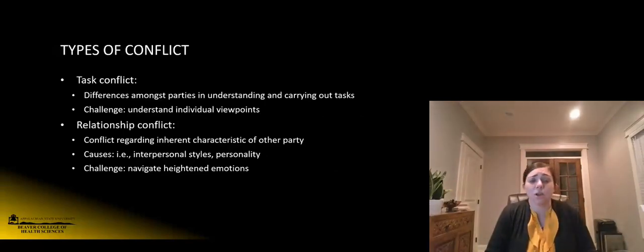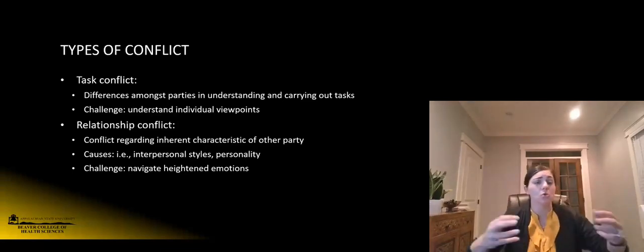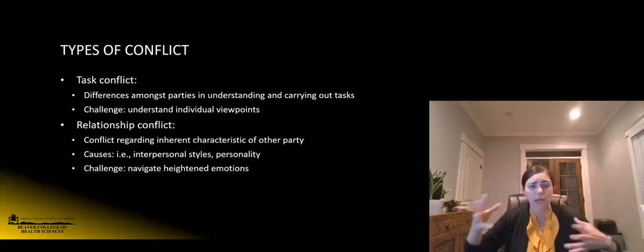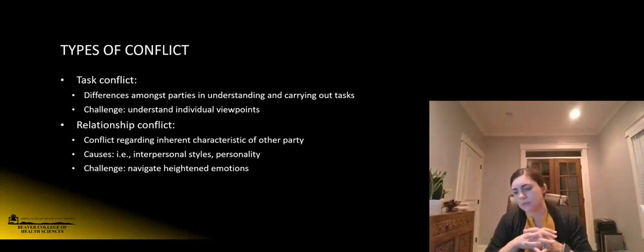Now, there are all sorts of types of conflict. For example, we have task conflict, which is where we disagree about who should do what in what way. It's focused on the task. And this can involve trying to understand individual viewpoints to determine what the right course of action is, who should be involved, right? Strategy and task-related conflict.